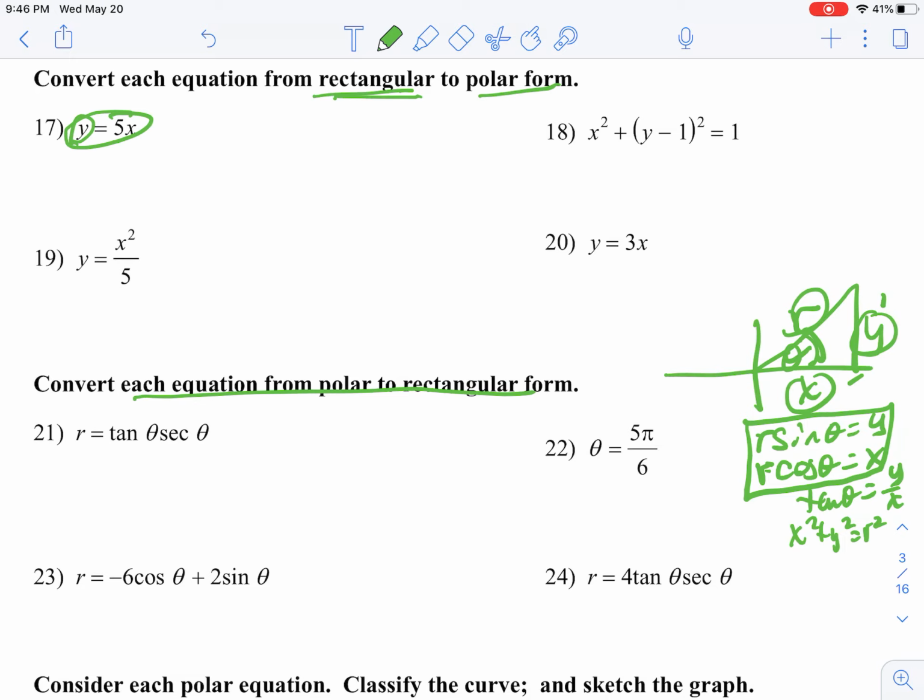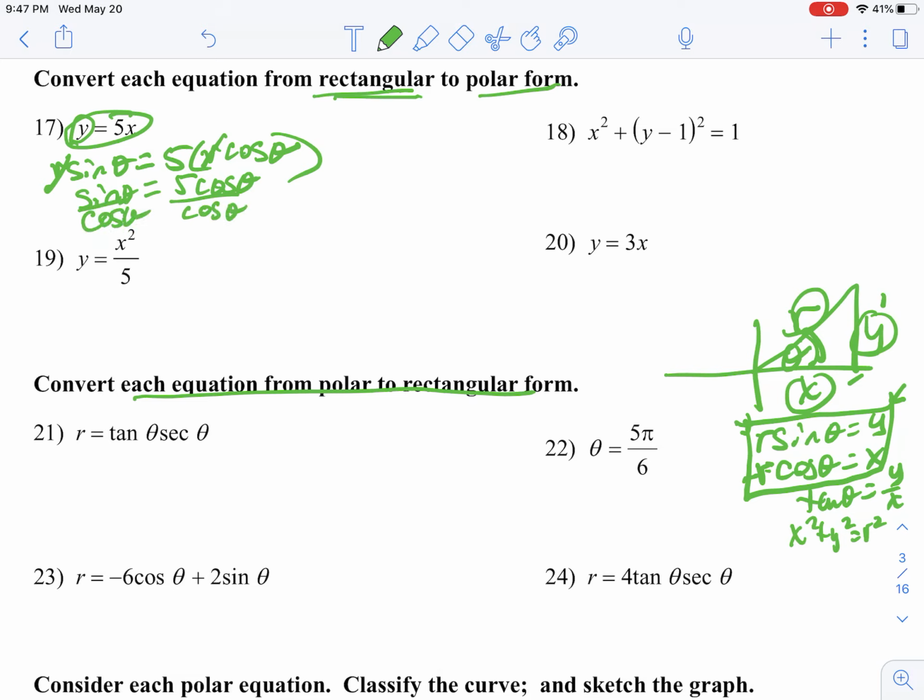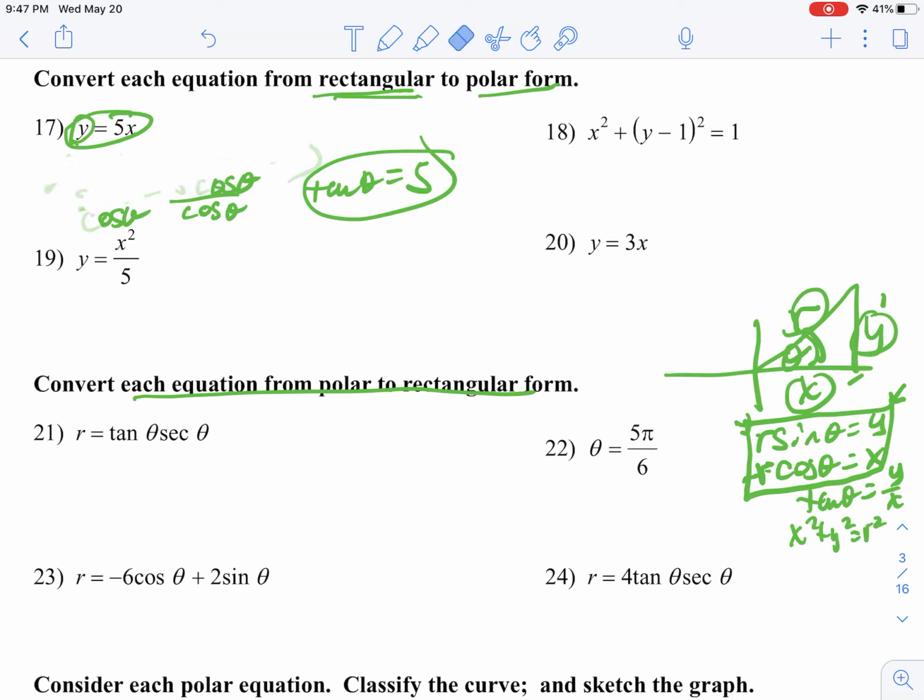We use these two to go from rectangular to polar. We take out y, and we can put in r sine theta. For 5x, we take out x, and we put in r cosine theta. All right, then we can cancel the r's out of both sides, and we have sine theta equals 5 cosine theta. And then when I divide by cosine theta, we can say tangent theta equals 5.